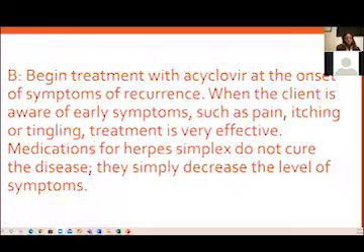So the answer is begin treatment with acyclovir at the onset of symptoms of recurrence. When the client is aware of early symptoms such as pain, itching, and tingling, treatment is very effective. Medication for herpes simplex does not cure the disease. They simply decrease the level of symptoms. All right. So I hope you take away something.